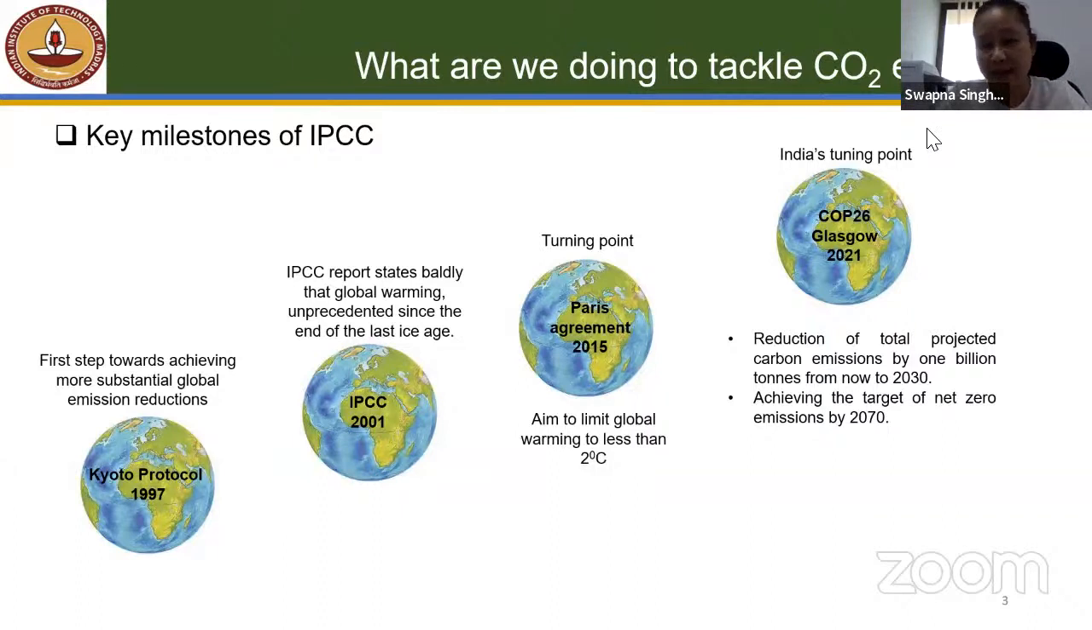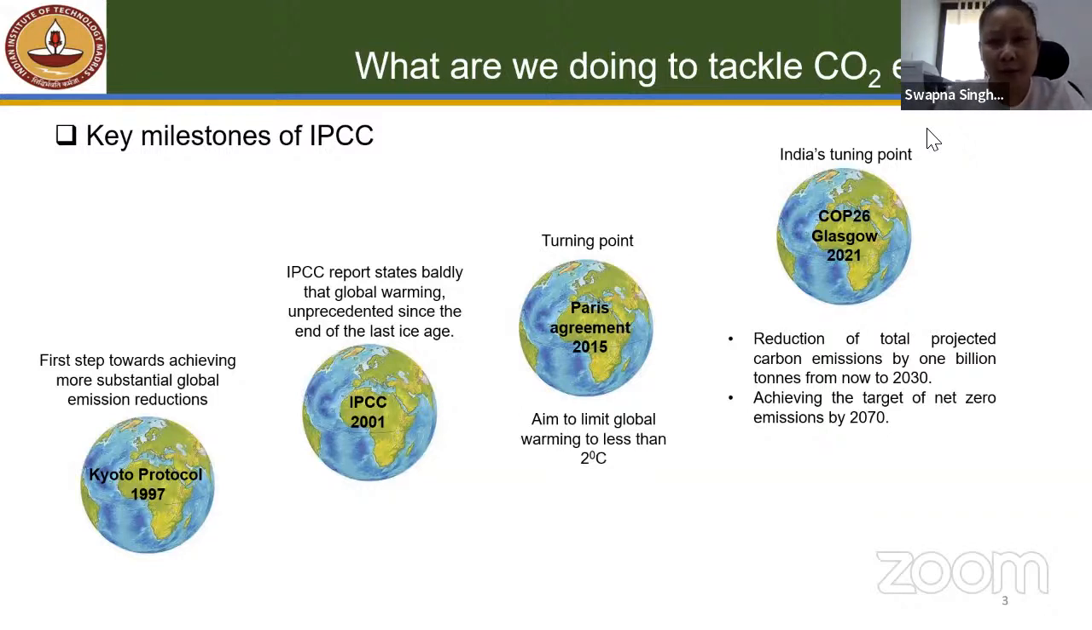The next step is in Switzerland, in Bern, where the IPCC report stated bluntly that there is global warming, and it's unprecedented since the end of the last ice age. So that was the observation. It was a study from MIT. They presented there that global warming is happening, and we have to do something.